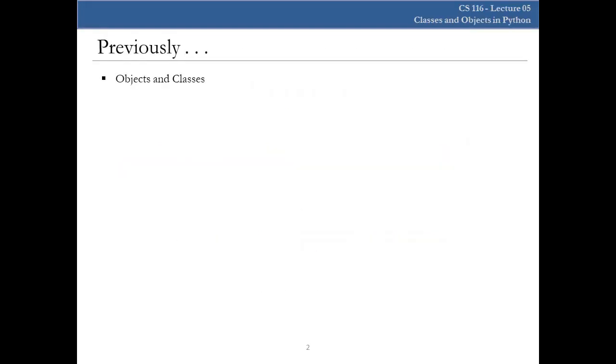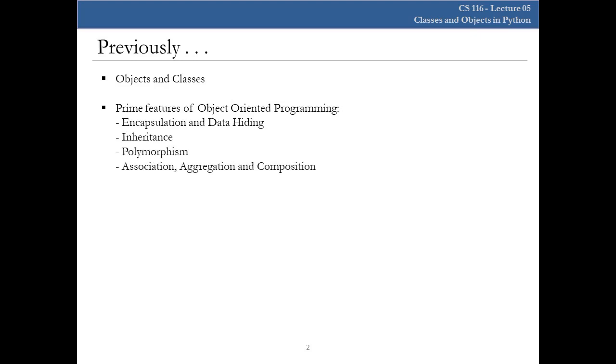This is what we have been doing previously in this course. We have seen the concept of objects and classes. We have seen some prime features of the object oriented programming paradigm: encapsulation, data hiding, inheritance, polymorphism, association, and its types. And we also saw how to make class diagrams using UML, and we also explored the software StarUML.